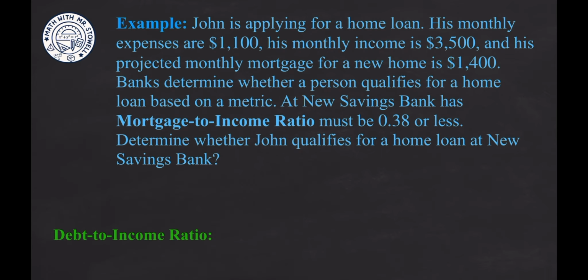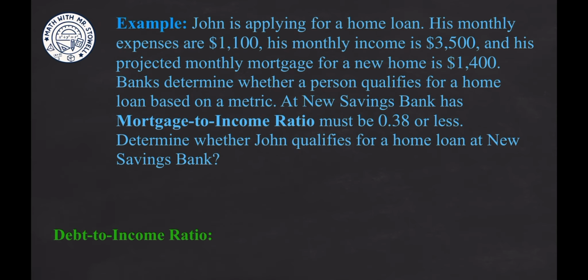We're going to do one very, very similar, worded in basically the same words. John is applying for a home loan. His monthly expenses are $1,100. His monthly income is $3,500. And his projected monthly mortgage for a new home is $1,400. That's exactly the same stuff that was in the last example. Banks determine whether a person qualifies for a home loan based off of a metric.